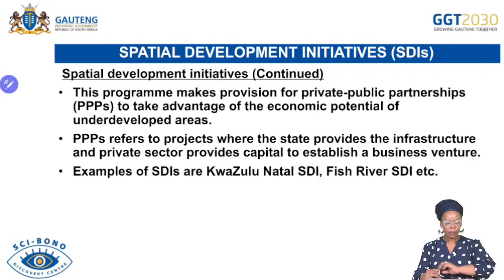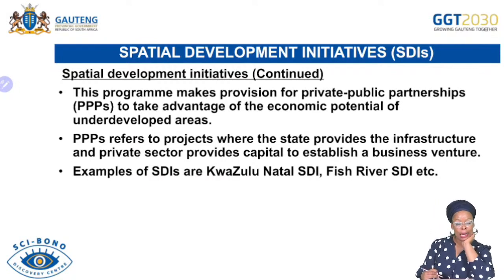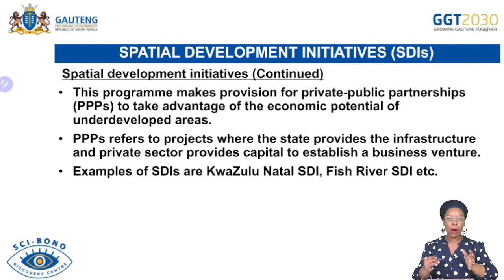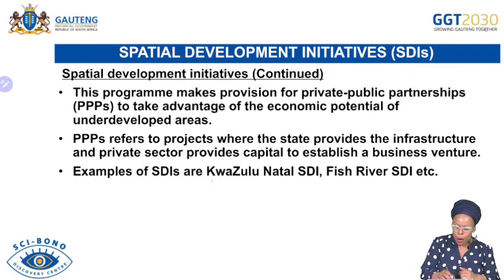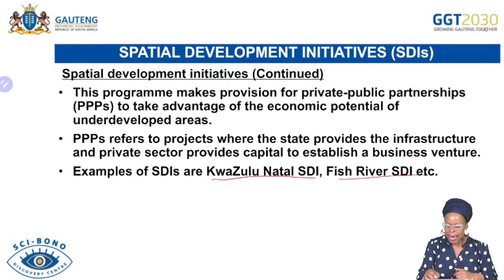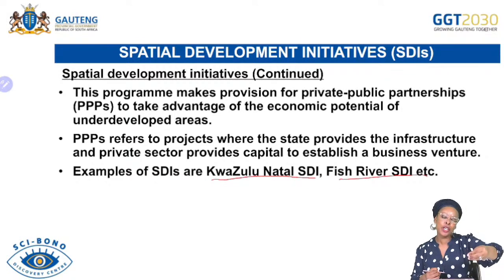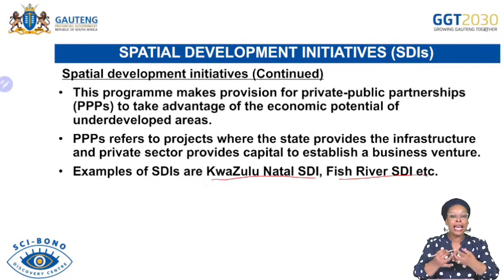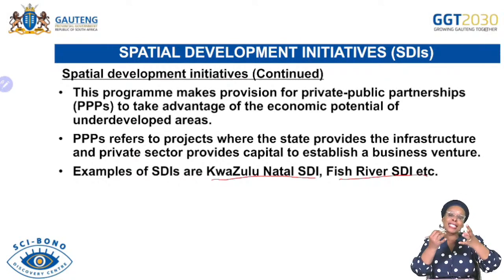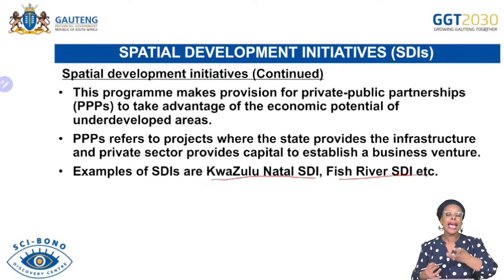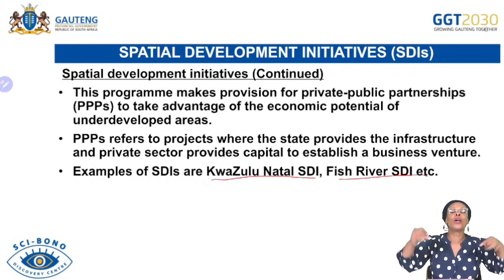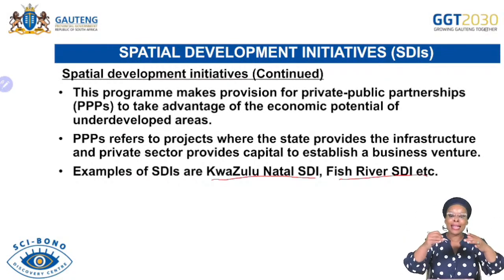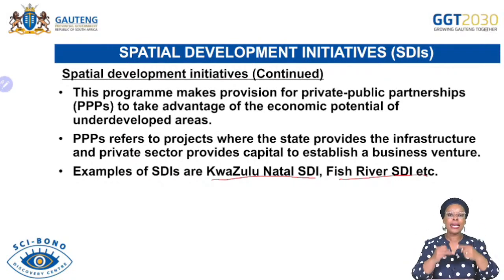jobs. We do have examples in South Africa of SDIs. For now, I will just highlight this example: KwaZulu-Natal SDI, Fish River SDI. I want us to look at corridors, because corridors are also part of SDIs. After looking at corridors, then I will show you all the examples of SDIs in South Africa and corridors. And some of these SDIs go beyond the borders of South Africa and overlap into other neighboring countries. But we also have those SDIs and corridors that are found inside South Africa.